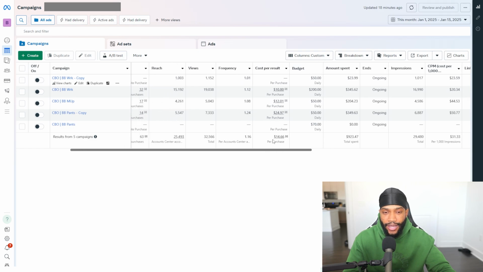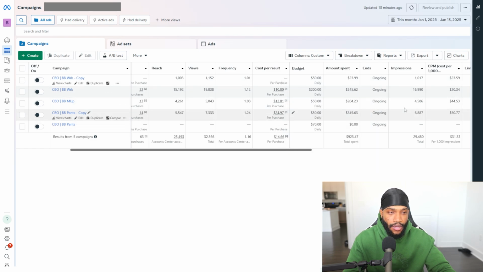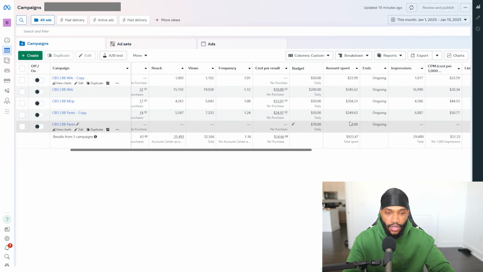I had a $14 average cost per purchase, some as low as $10, others as high as $25, and others where there was no sales at all. But you will see for those with no sales, the actual amount spent was very, very low. So, $0 and $24.